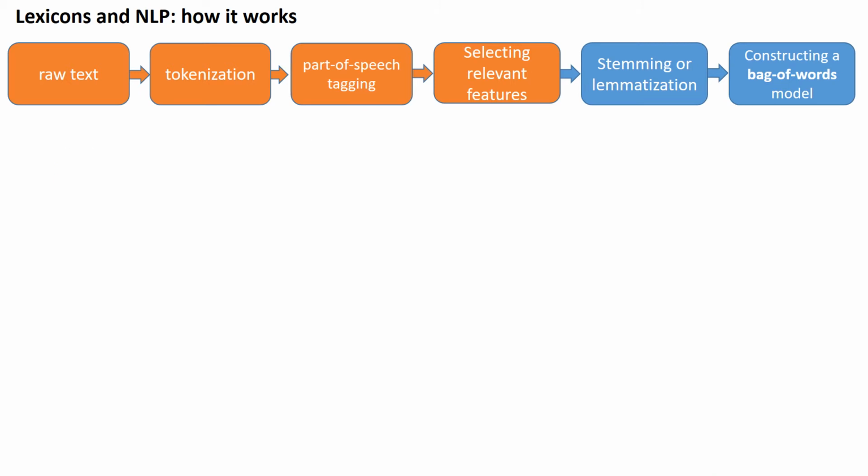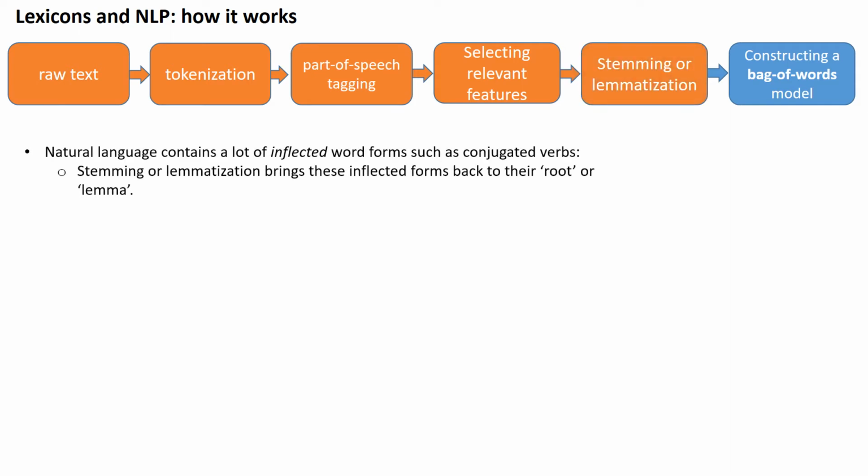The next thing you want to do is stemming or lemmatization. Why is it important? It is important because natural language contains a lot of inflected word forms, such as conjugated verbs. Let's take the example of a couple of sentences: "I am fighting," "he fights," "I will fight you." All those three sentences basically refer to the same kind of action, namely, someone is fighting. And we want to make these sentences more uniform so that the computer knows that we're talking about the same type of action. This is exactly what stemming or lemmatization does. It brings these inflected forms back to their root or lemma.